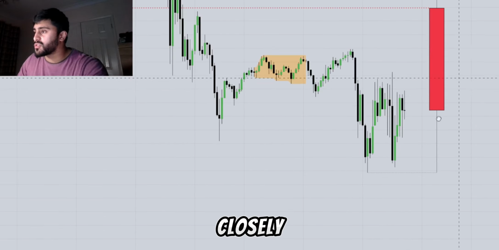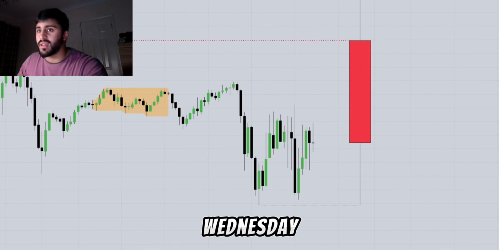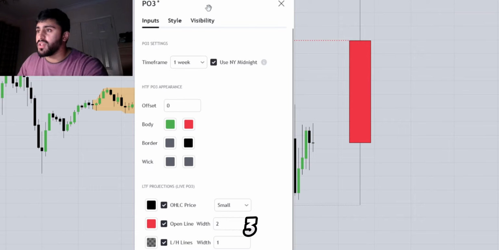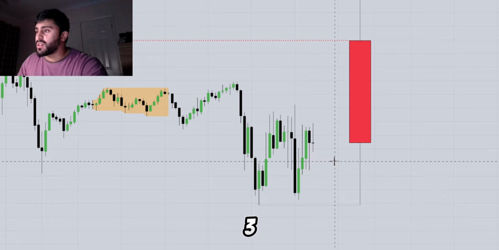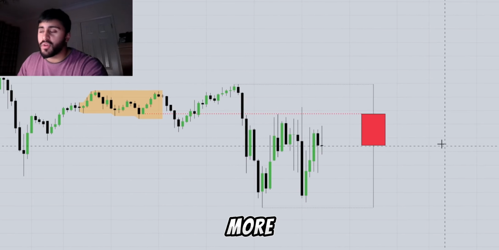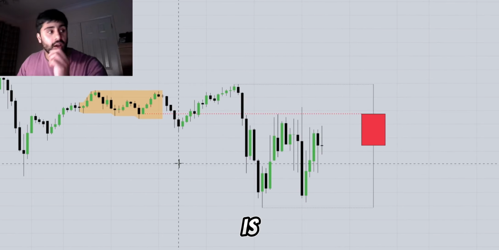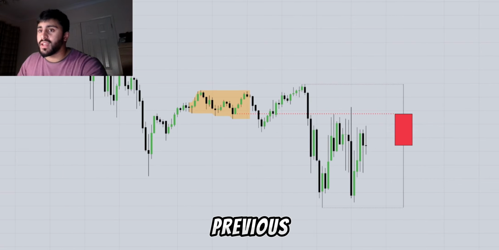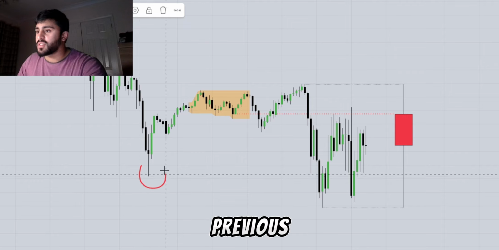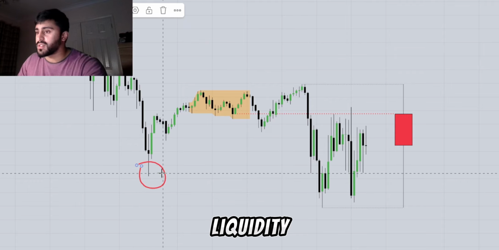If we look more closely at the price action we had on Wednesday, I just want to show people my settings. We can use the daily power of three as well. The daily power of three is more interesting relative to the day, and this is where ICT concepts become very, very powerful. Now we had the previous day low. I love using the previous day low liquidity. It's one of my favorite liquidity types.